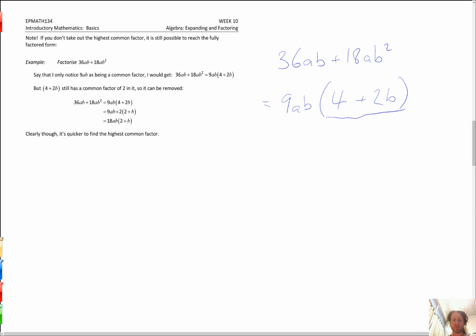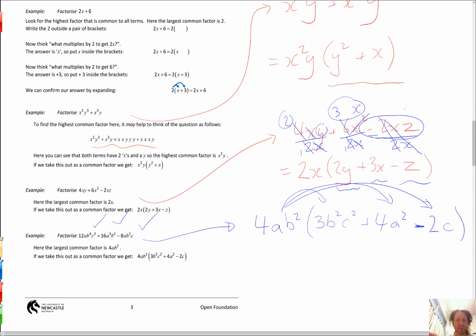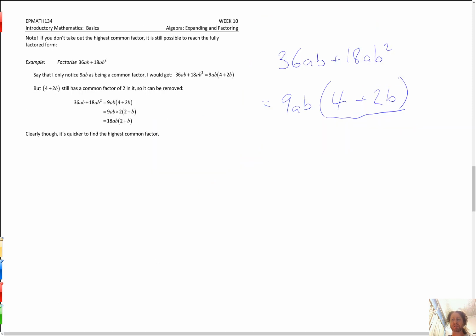If we go back to the previous page, then anything we end up in brackets doesn't have a common factor. A 2y, a 3x and a z, or minus z, no common factors. 3b squared c squared, 4a squared minus 2c, no common factors. No common factors between x plus 3, between a y squared plus x. So if you find yourself, you've factorised and you've still got a common factor, it means you could have done more. And of course the common factor here is they've still both got a 2.